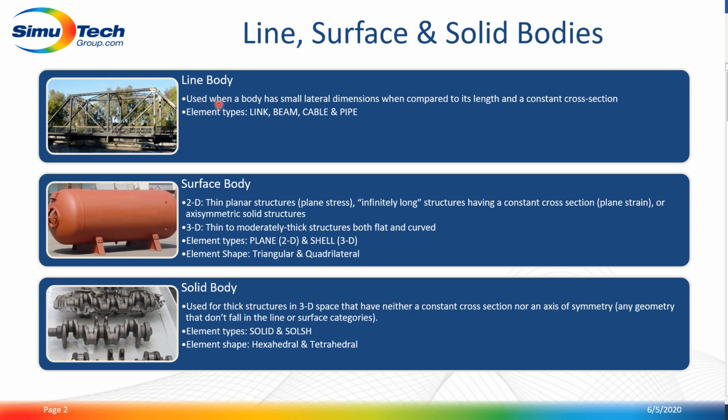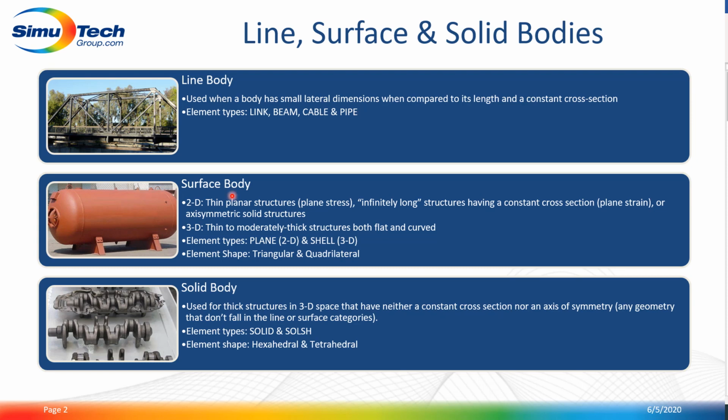In ANSYS, many element types exist to model line bodies. So we have link elements that can be used to model truss structures that support only tension and compression loads. A beam element can be used to model frame structures that will also support bending and torsion. Cables are similar to the link element, except that they are very suitable for very slender cable structures. And finally, pipe elements are very similar to the beam element, and the pipe will support inner and external pressure as well as temperature.